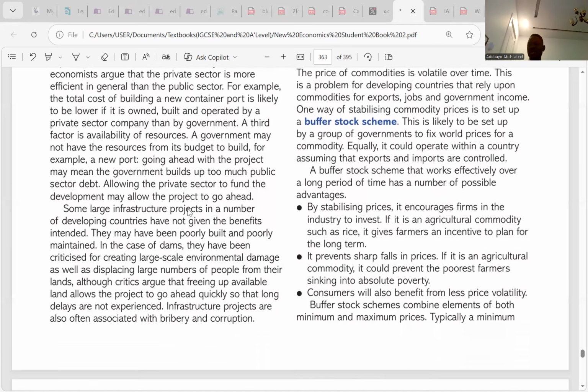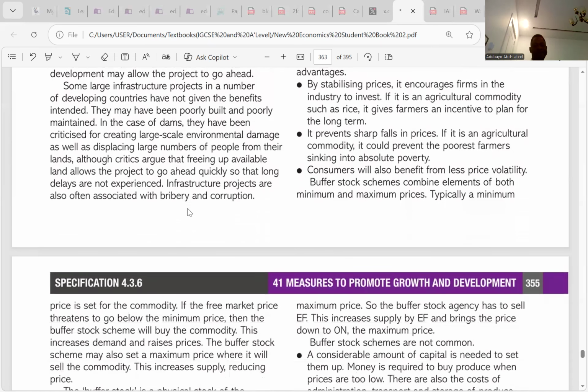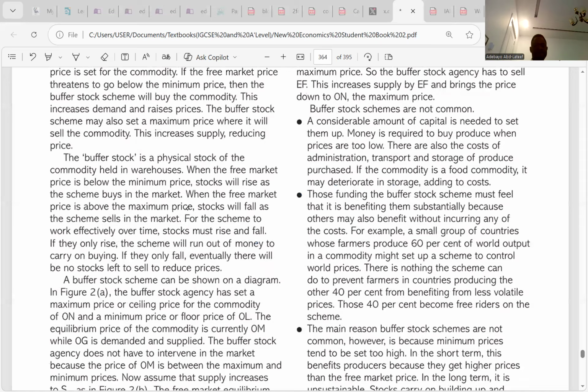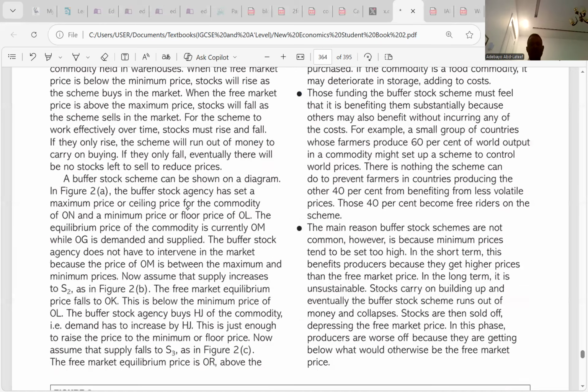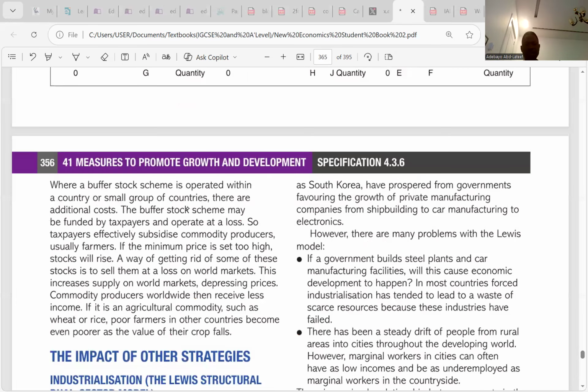Please, I need the buffer stock scheme, please. I need the video. Thank you. I think that's where we end our lesson for today.